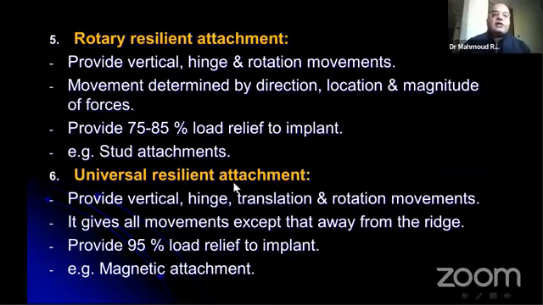Number 6 here, the universal resilient attachment. It provides vertical, hinge, translation and rotation movement. It gives all types of movement we can gain, all movements except that away from the ridge. It prevents the denture from being dislodged away from the ridge. This is the only movement that this attachment prevents from happening. It provides 95%, as you see, load relief to the implant, so it can be used in immediate loading, as we said before. An example for it is the magnetic attachment.